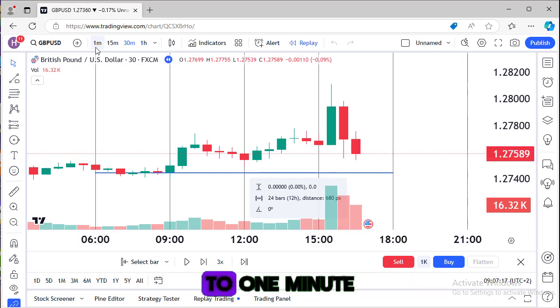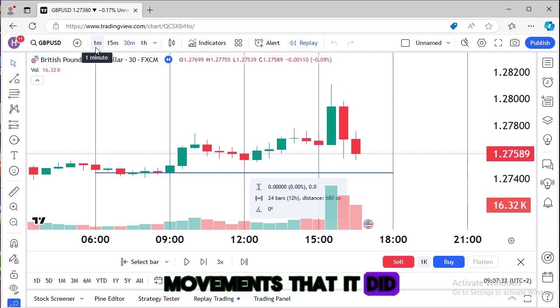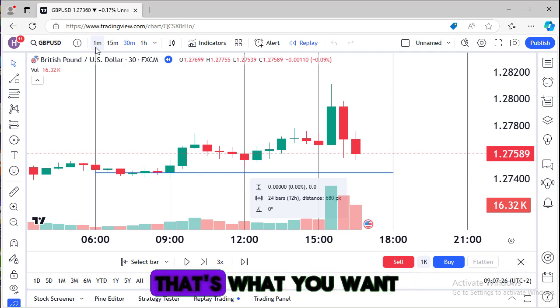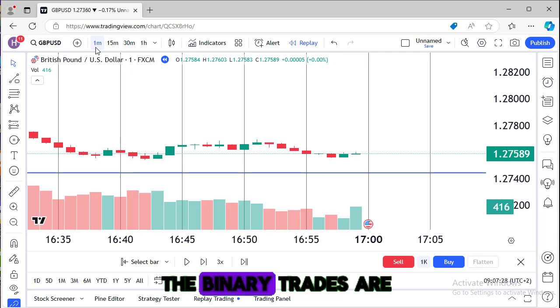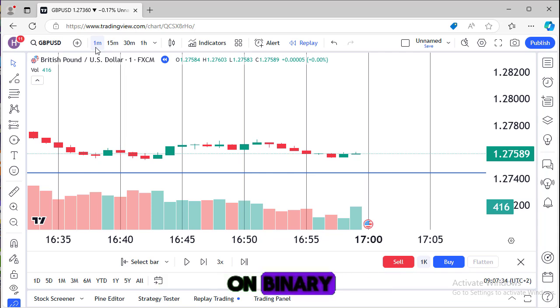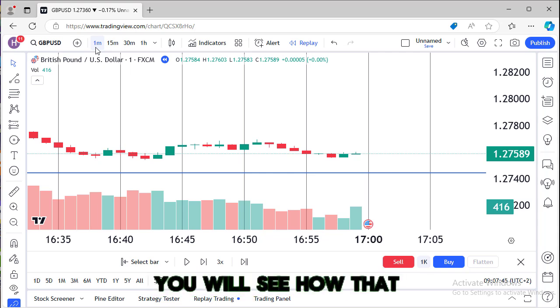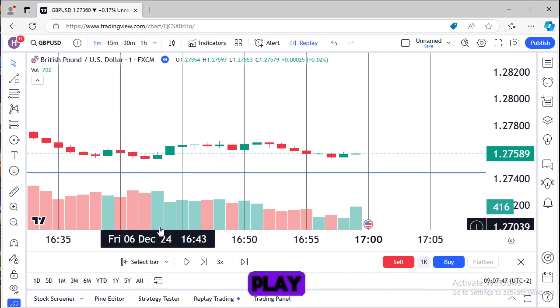So let me now go to 1 minute, because what we want to see is the minute per minute movement that it did before it hits that level. That's what you want to see, because the trades are actually taking for about 1 minute. Meaning, if you notice on binary, if you can predict the market correctly for just 1 minute, you get 90% return. You see it's beginning to add together. You see how that money is being made now. So now let me play the replay feature.